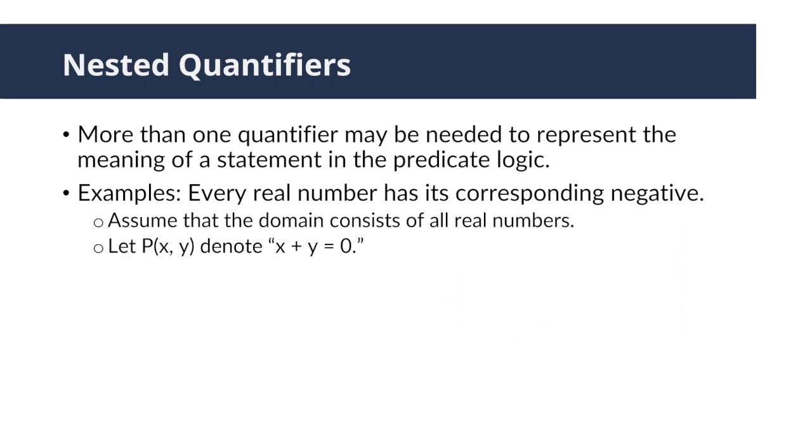So we introduce P(x,y) to denote this relation that x plus y equals 0. Then we can write this statement this way. It says, for any real number x, there exists a real number y such that x plus y equals 0.